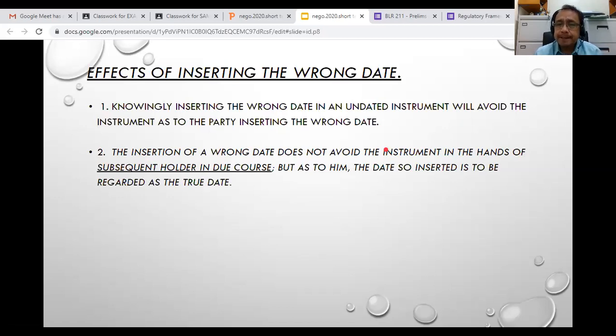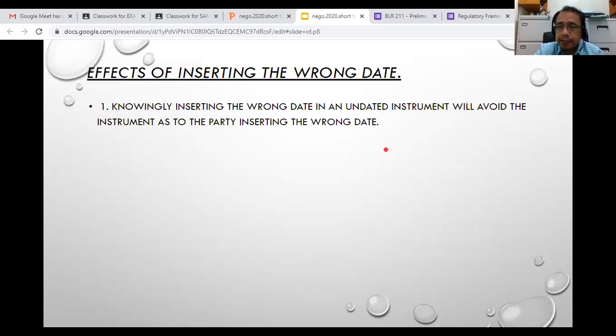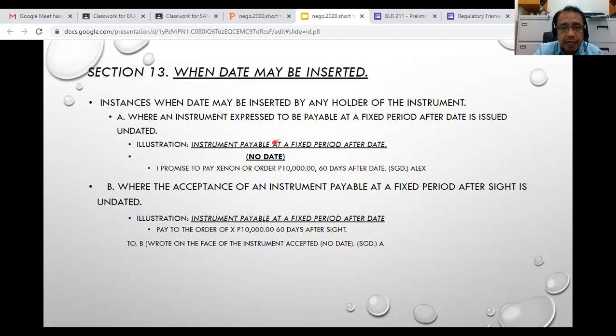Di ba sabi natin, si Xenon kanina, he inserted the wrong date. Instead of placing October 1, ang nilagay niya, July 1, 2020. And thereafter, sabi natin, kung hawak ni Xenon yung instrument, the instrument is still a void instrument. But if Xenon now will negotiate that to Yankee, for example, i-deliver niya sa ibang tao, then, what will happen? Will Yankee acquire a good title from the instrument?